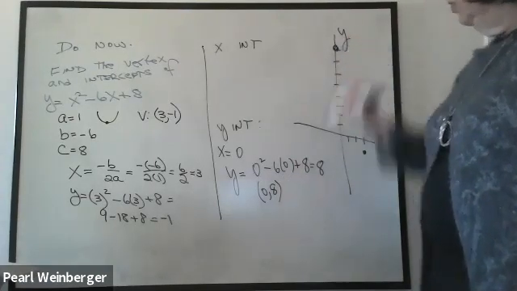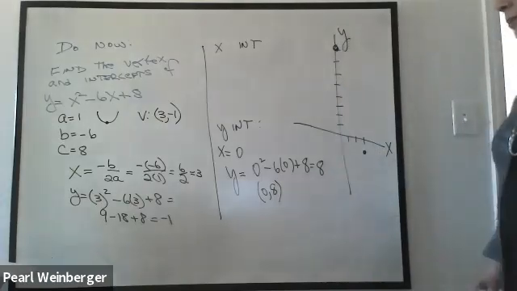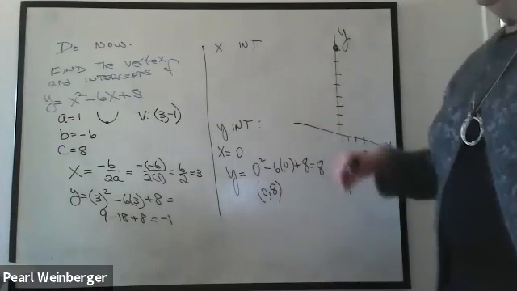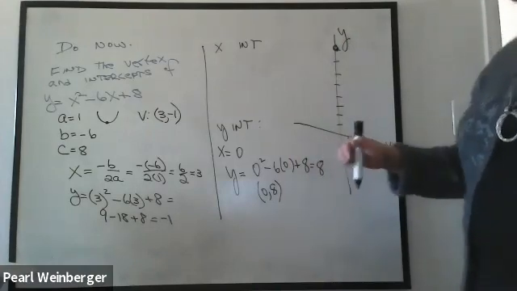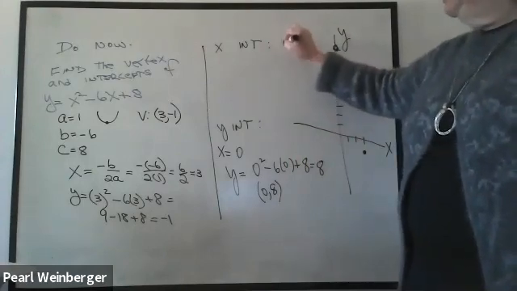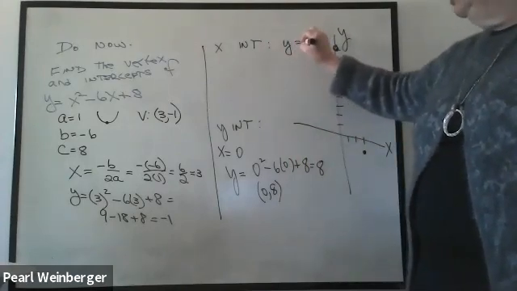And this would be my y-intercept. Again, I can say the y-intercept is 8, or I could just say it's (0, 8), which is a more correct way of putting it. The x-intercept we find by setting y equal to 0.